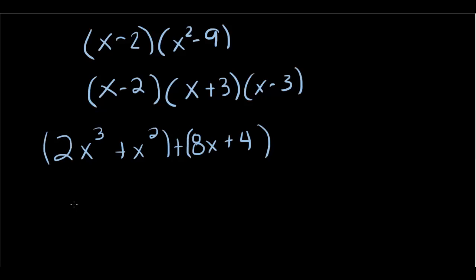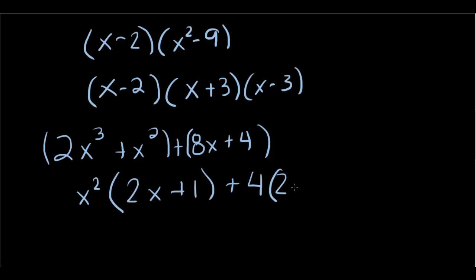The common factor amongst these two is going to be x squared. So then inside of the parentheses is going to be 2x plus 1. On this other one, the common factor is 4. So inside of the parentheses is going to be 2x plus 1.